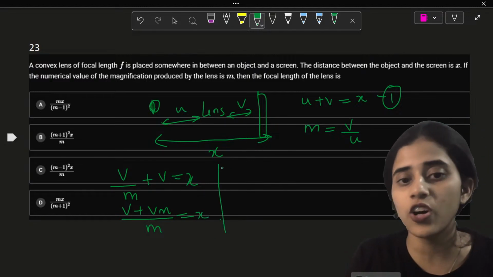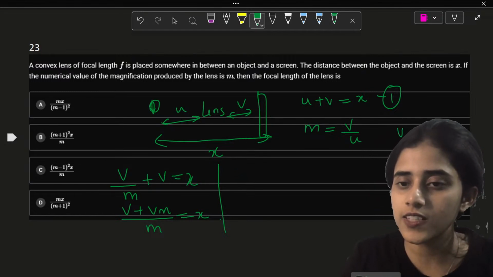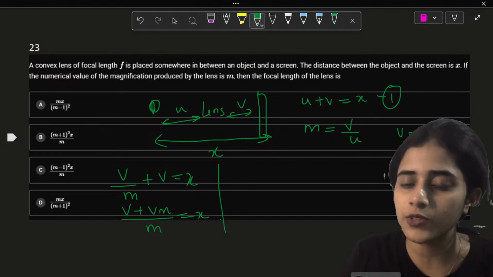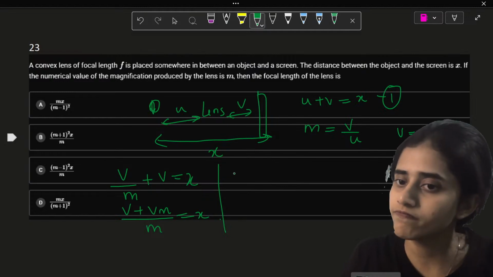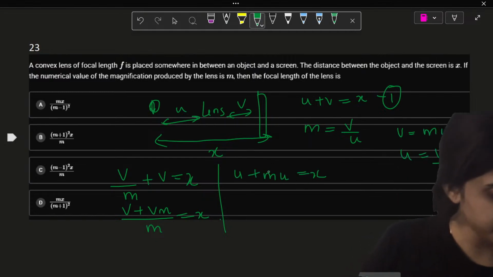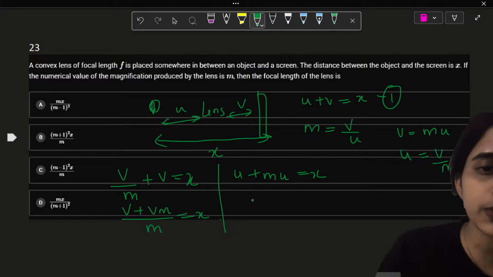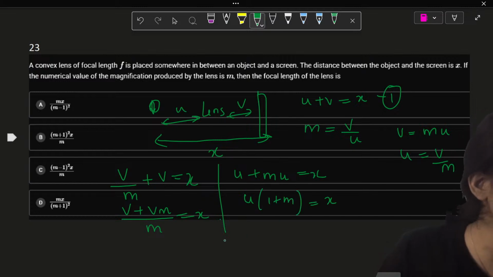Next, substituting it for u. So, what is u? Sorry, what is v? M into u. V is equal to mu. U is equal to v by m. So, let's substitute. Instead of v, I will put mu. So, u plus mu is equal to x. Okay. U plus mu is equal to x. So, u times 1 plus m is equal to x. So, u is equal to x divided by 1 plus m.